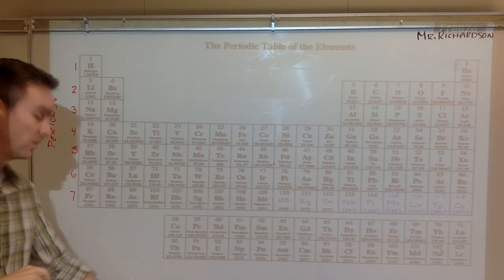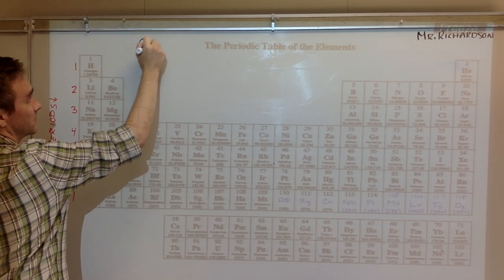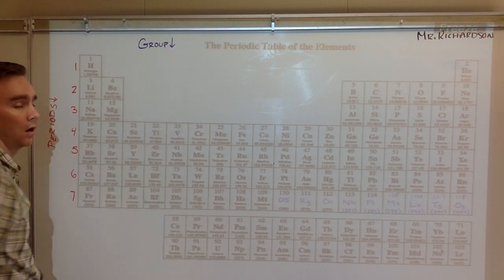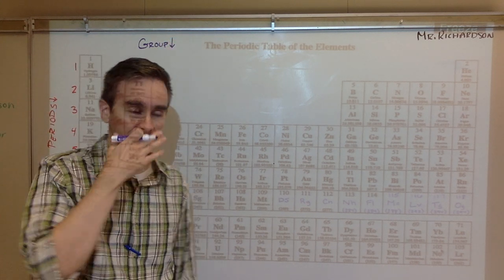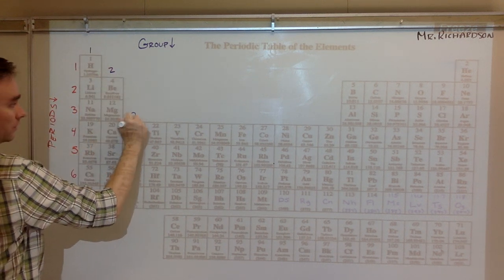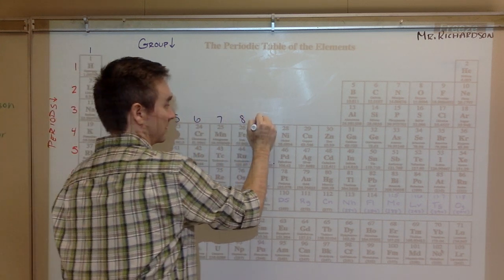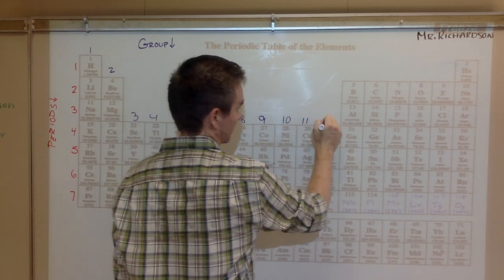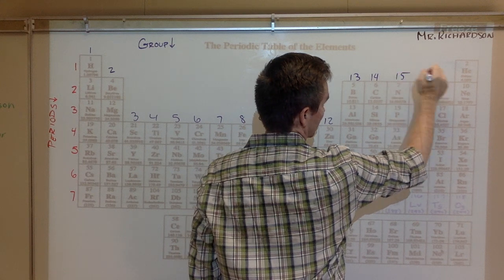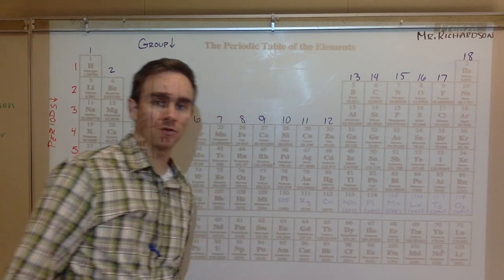So there's our periods. Next, we know that there are groups. We know that groups go up and down. Groups are families. The elements in the same groups share similar properties. We have 18 of them. 1, 2, 3, 4, 5, 6, 7, 8, 9, 14, 15, 17, and 18. There's 18 groups.